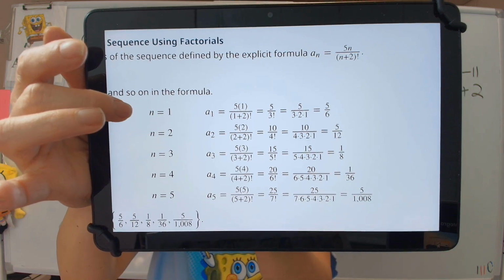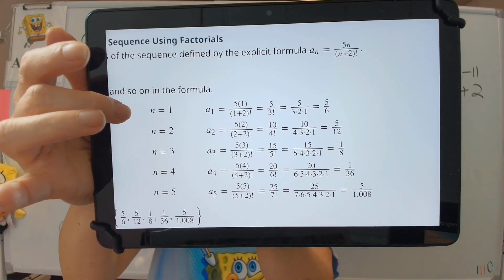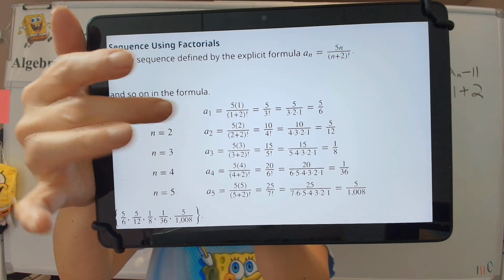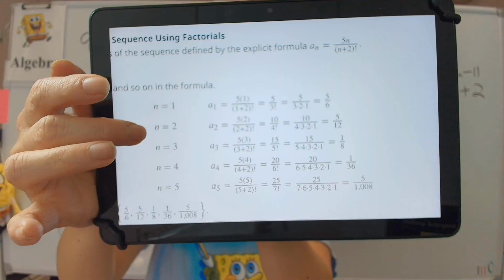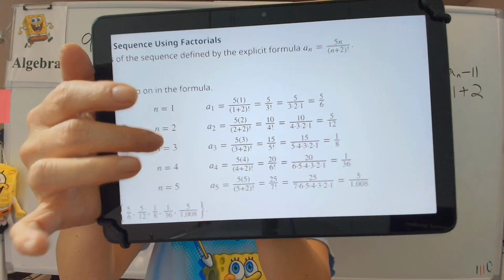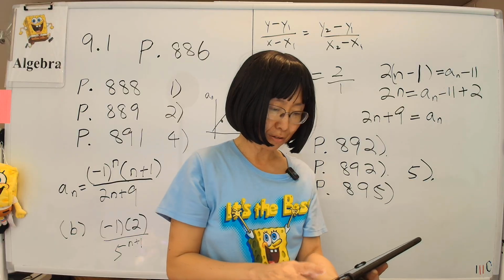For the first one, n equal to 1, it becomes 5 divided by 3 factorial, and you figure out what that is. For n equal to 2, the same way, it becomes 10 divided by 4 factorial, and you figure out what that is, and so on. So please do this example 7 as part of your homework.